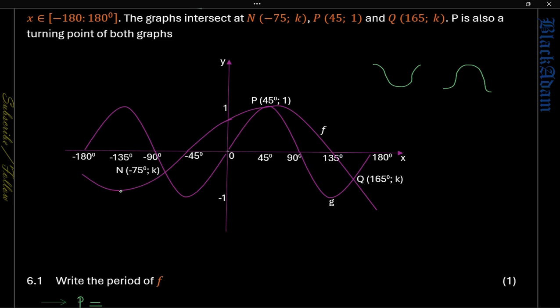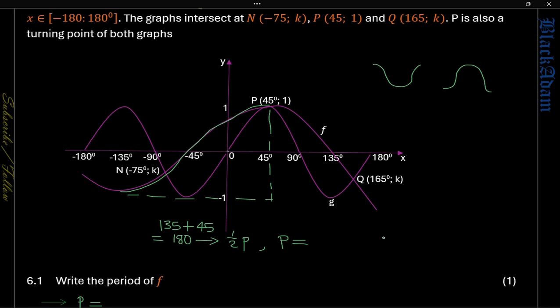We have the second one, and that means we have up to there, so that's half, the half part. So we check the distance: it's 135 plus 45, and that would be 180 degrees. So that is a half period. The full period is multiplied by 2, so 180 degrees multiplied by 2 gives us 360 degrees.